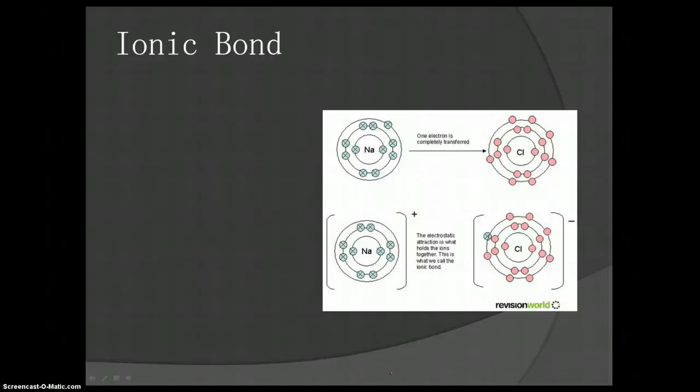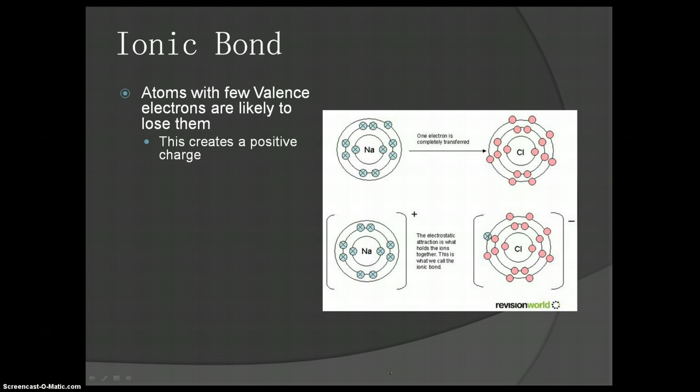Now, there's 2 main types of bonds I want to talk about here that all involve the valence shell. The first one is the ionic bond. Some atoms that have very few valence electrons, a great example is sodium, are very likely to lose them. You can see this right here. Sodium has 1 valence electron. Notice this. 1, 2 in the first shell. 1, 2, 3, 4, 5, 6, 7, 8 in the second shell. 1 more. So it only has 1 in its outer shell. It's very likely to lose that electron.